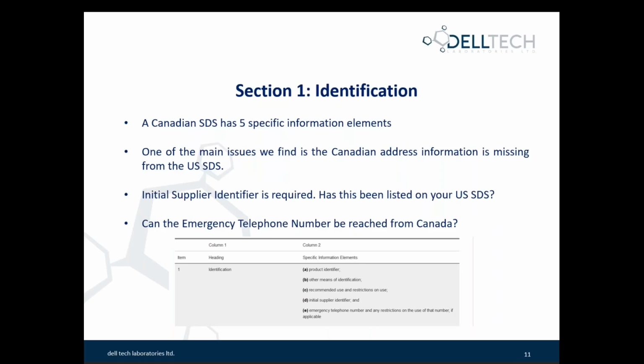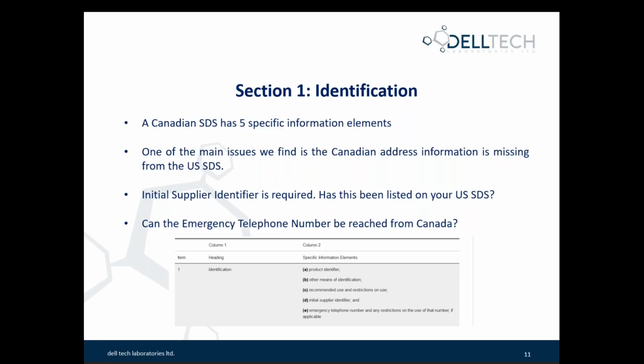So let's jump into Section 1, Identification. Section 1 of the Safety Data Sheet in Canada has 5 specific information elements, which I've placed below. Product identifier, other means of identification, recommended use and restrictions on use, initial supplier identifier, and emergency telephone, and any restrictions on the use of that number.